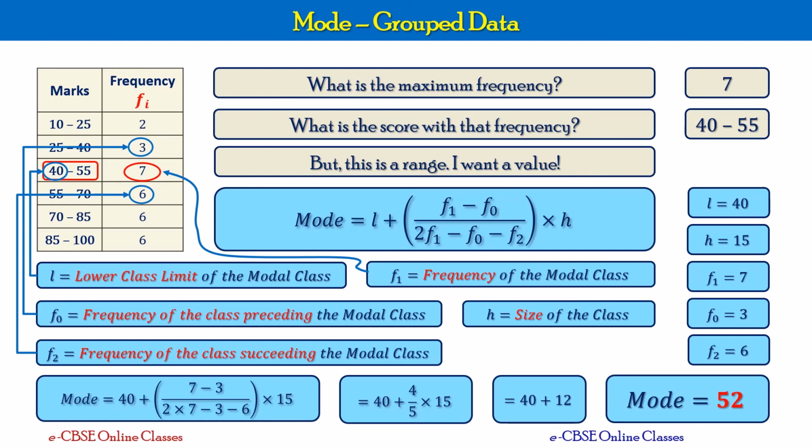So for this grouped frequency distribution table, we have calculated the mode using the above formula, and the value obtained is 52. This is very simple. So this is how you calculate the mode for a grouped frequency distribution table.